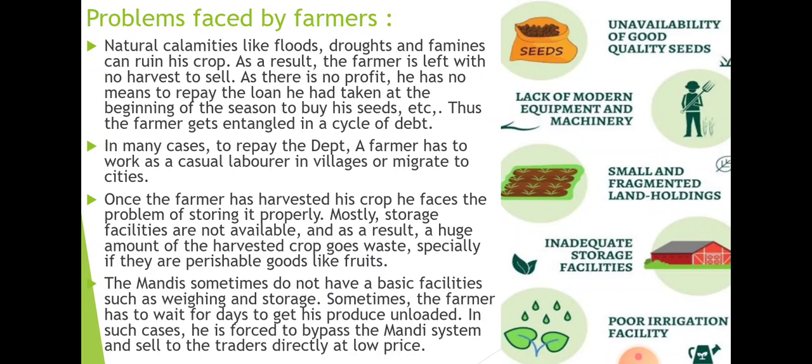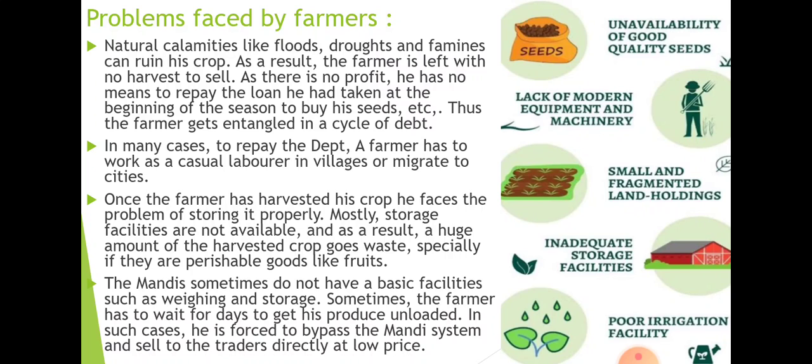Now, one of the problems faced by every farmer, but especially if I talk about India, Indian farmers have always faced several problems, like natural calamities such as flood, drought, and famines. These kinds of calamities can ruin the crops. As a result, the farmer is left with no harvest to sell. If no production is left with him, what will happen? There is no product to sell.